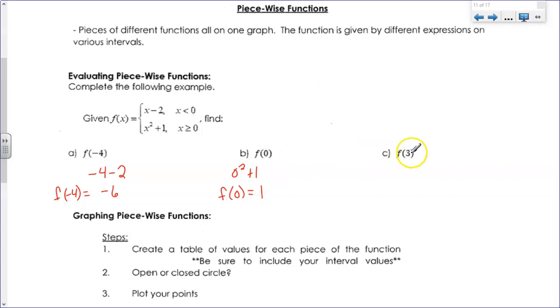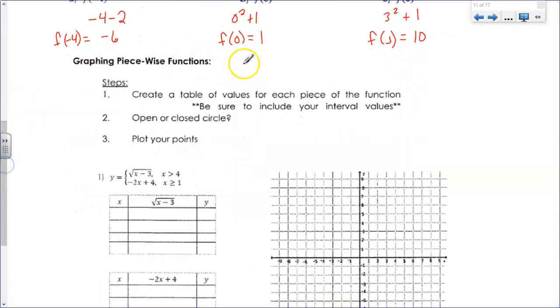All right, 3. Is 3 less than 0 or greater than or equal to? Greater than 0. So we're going to do 3 squared. Be careful if this had been a negative 3. You'd want to make sure you put parentheses around that. Plus 1. So 3 squared is 9. And 9 plus 1 is 10. So when x is 3, y is 10. So that's how you evaluate. And that's going to be your Delta Math later on for practice. All right, so let's look at graphing piecewise functions.